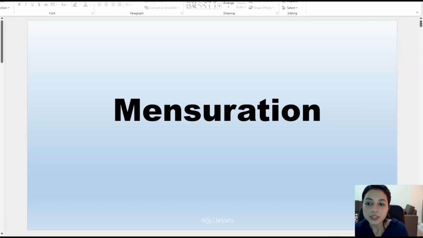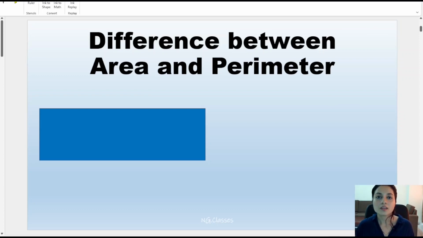So today we are going to discuss mensuration. Now mensuration means to measure something. This is the part of the geometry where we will learn how to measure perimeter, area, volumes, etc. of any 2D or 3D shapes. So let's start the discussion with some basic concepts. Let's see what's the difference between area and perimeter of any two-dimensional shapes.